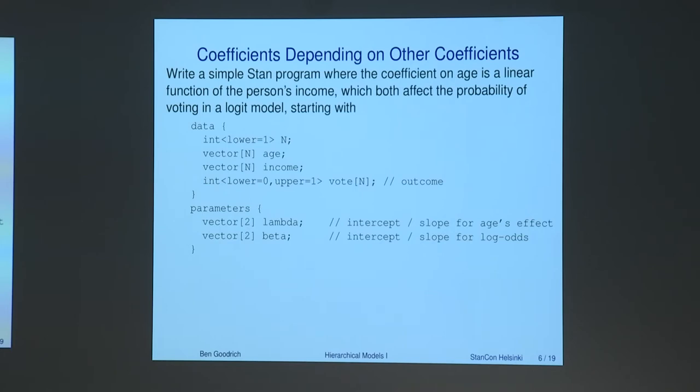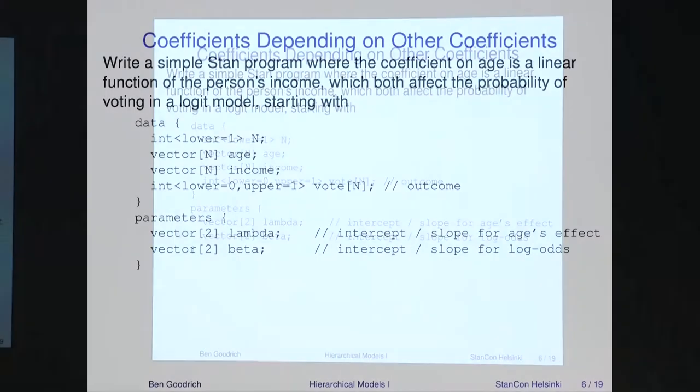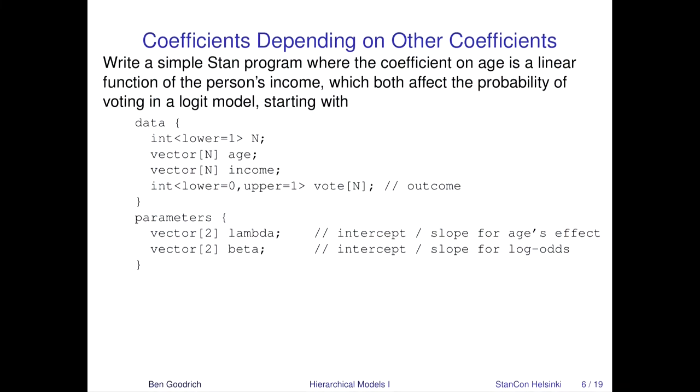So in the data block, we have the number of observations, and vectors for the explanatory variables, age and income. The outcome variable is just 0 or 1, success or failure, whatever you want to think about the outcome as being. And then in the parameters block, we're going to have two vectors of size 2. Let's say lambda 1 is going to contain the intercept, lambda 2 is going to contain the slope for the coefficient on age. And then beta 1, beta 2 is going to be the overall intercept and the coefficient on income.